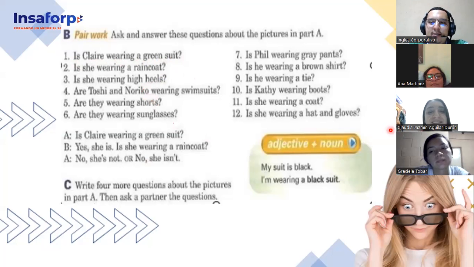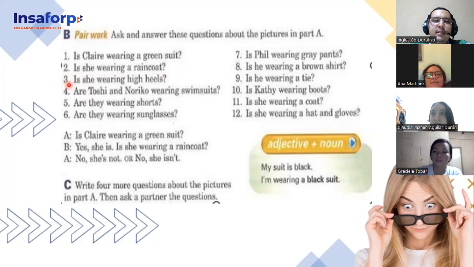Okay, let's see who else. Graciela, hello. Okay, Graciela, this is for you. Is she wearing a raincoat? Yes, she is wearing a raincoat. Okay, thank you. Ana Martinez, the number three is for you. Is she wearing high heels? Yes, she's wearing high heels. High heels, okay. You remember which one were the high heels, right? The tall ones.